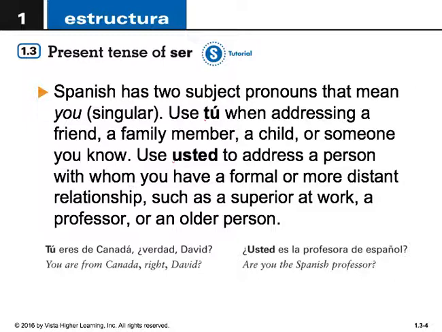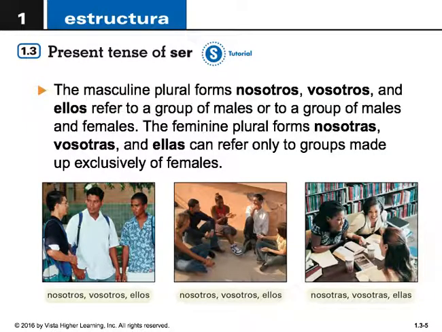For example, tú eres de Canadá, ¿verdad, David? You're from Canada, right, David? Or usted es la profesora de español. Are you the Spanish professor? The masculine plural forms nosotros, vosotros, and ellos refer to a group of males or a group of males and females. The feminine plural forms nosotras, vosotras, and ellas can refer only to groups made up exclusively of females.